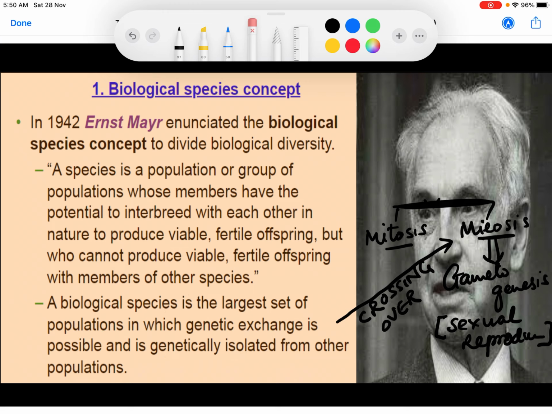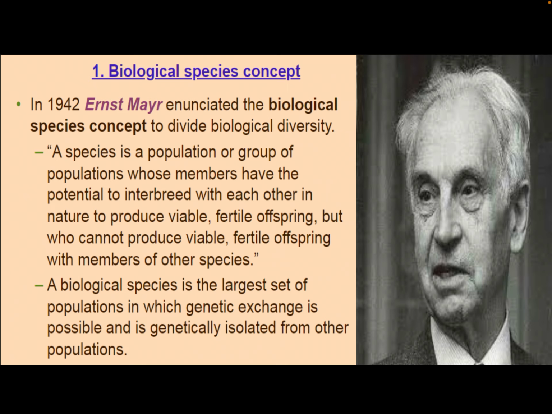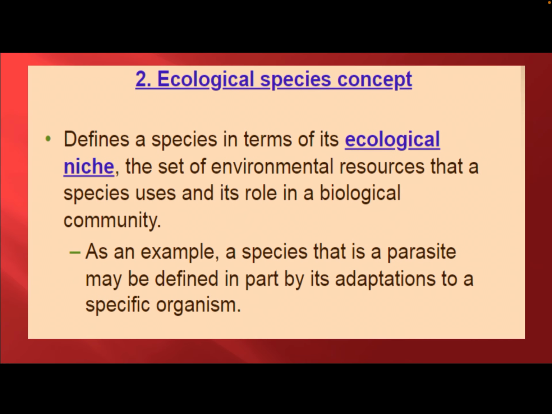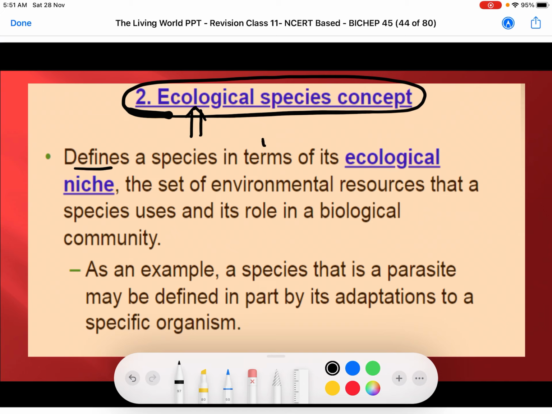There are other concepts also given by various other members of the scientific community. So first, the biological concept of the species, and that's what you are supposed to take the screenshot of first. Fine. The second concept, which is in front of you, is termed as the ecological species concept. Now, as far as the ecological species concept is concerned, ecology plays an important role in defining this concept. So, it defines a species in terms of their ecological niche.